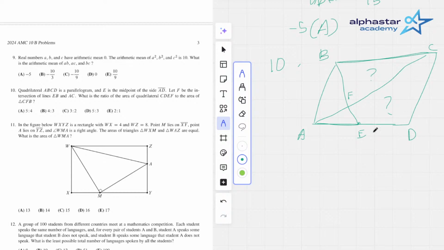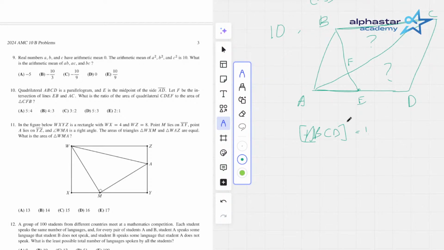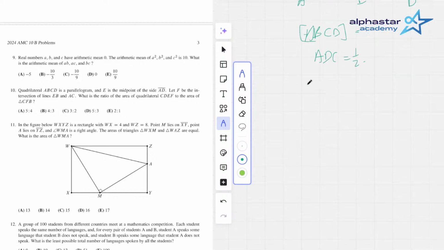Okay, so let's say the area of ABCD is 1 to normalize. Then we know that the area of ADC is half, because it's half of the parallelogram. And AEF and BCF, let's call this area A, then this area will be 4A because the ratio of these are in 2 to 1. Actually, let's just turn it into a square because we can. It's a square, and we basically have a unit square then.